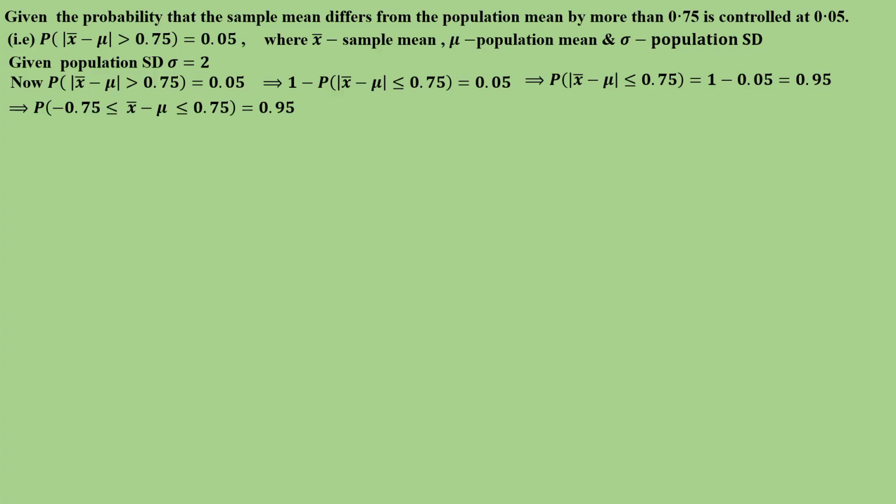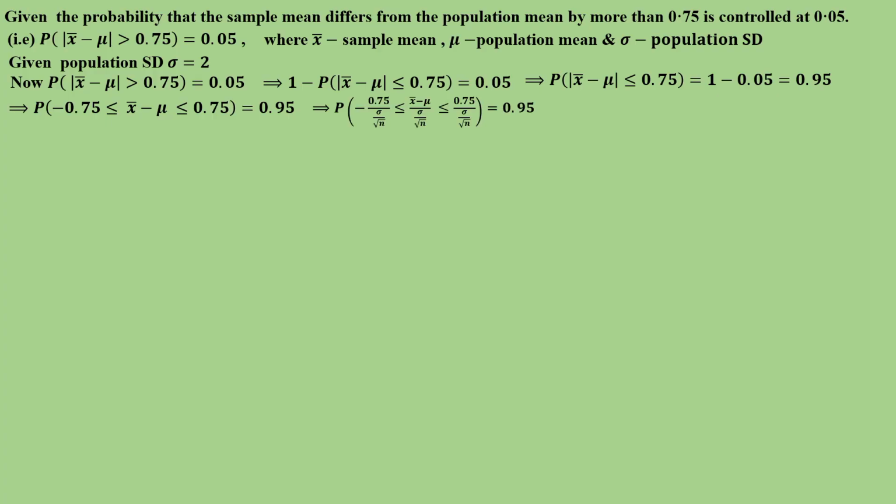So we know modulus of x less than a means x lies between minus a to plus a. We are using that idea. So the probability of minus 0.75 less than or equal to x bar minus mu less than or equal to 0.75 is equal to 0.95. So the same area lies between minus to plus on the normal curve.